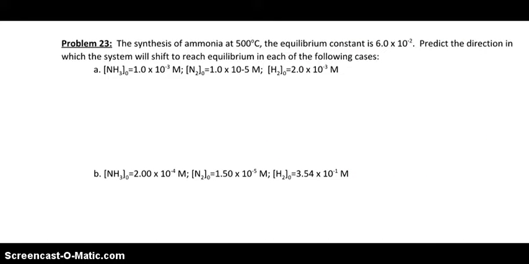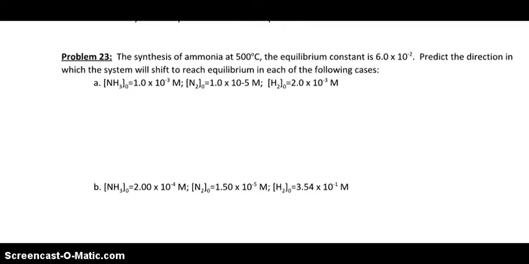Problem number 23 says the synthesis of ammonia, at 500 degrees, the equilibrium constant is 0.06, or 6.0 times 10 to the negative 2. Predict the direction in which the system will shift to reach equilibrium. Well, wait a minute. Did the problem tell you our equation? We have to know the equation so we can set up the K and Q values. We have to know if we have to square anything or cube anything. So we need to know what the equation is.